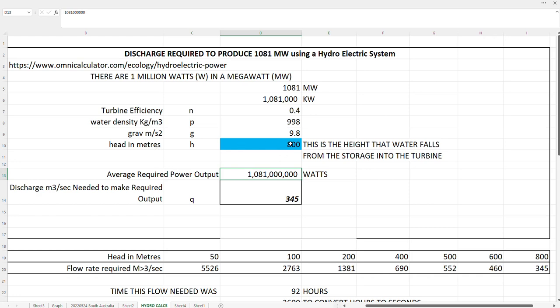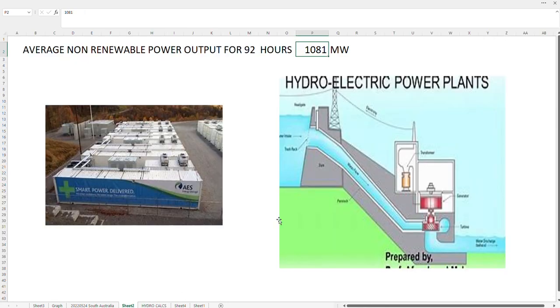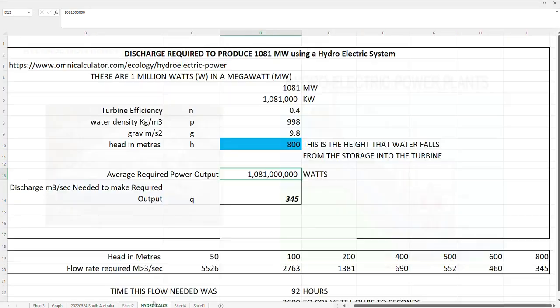And there's a thing in here that says head in meters. So when the water runs down here, obviously the higher the hill, the more run up it gets, and the more power it's got to turn the turbine. So the amount of water that you need to produce an amount of power is dependent upon the height the water falls. So I started this, and at 50 metres, if the water's falling 50 metres, you need 5,526 cubic metres of water per second.